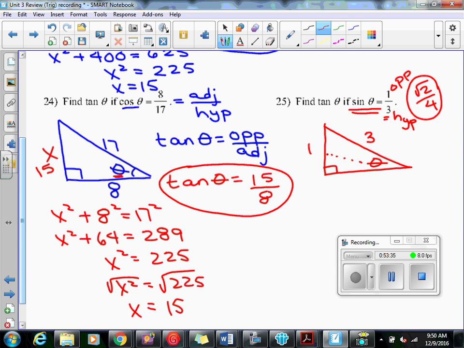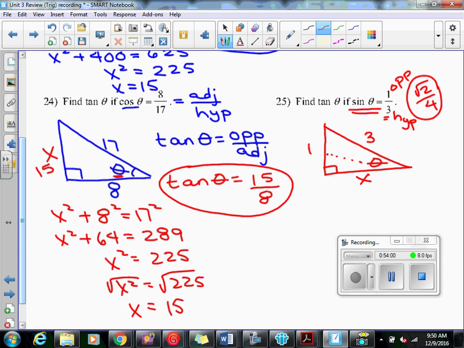So what are you going to do to get that third leg? You have to find the x, right? Well, how are you going to get the x? Do the Pythagorean theorem. I'm not going to do it with you because I know you can do it on your own. Just remember, do the Pythagorean theorem. That's going to give you x. And then once you get x, put it in your picture and use that to find the tangent of theta, which is what they're asking for.